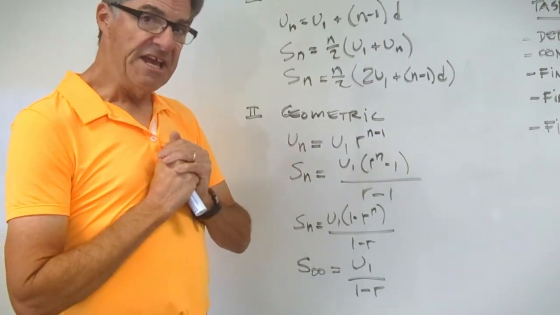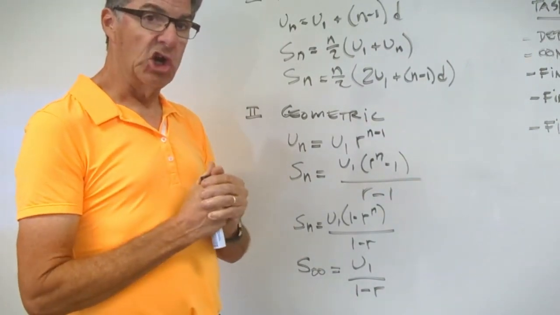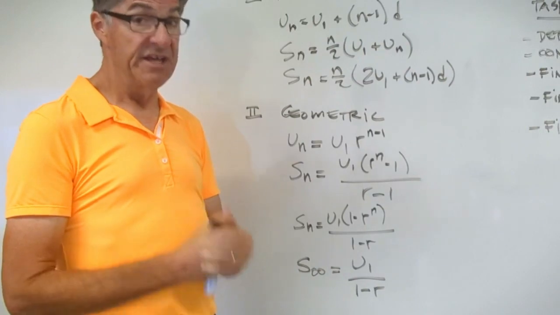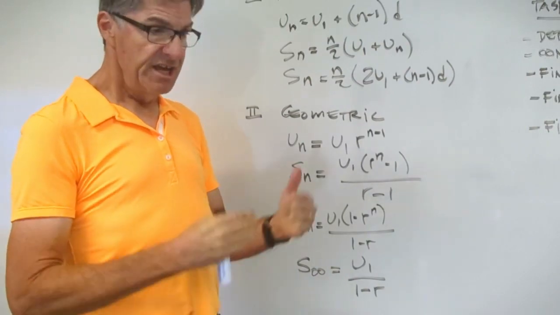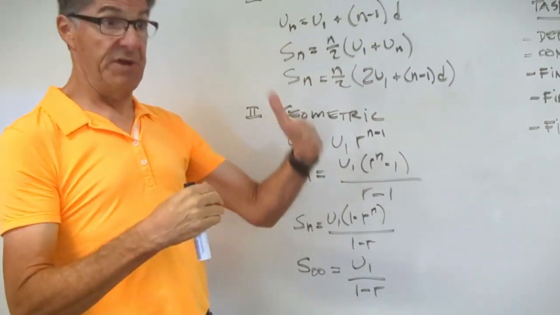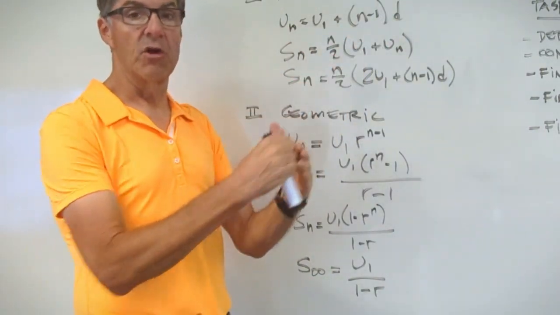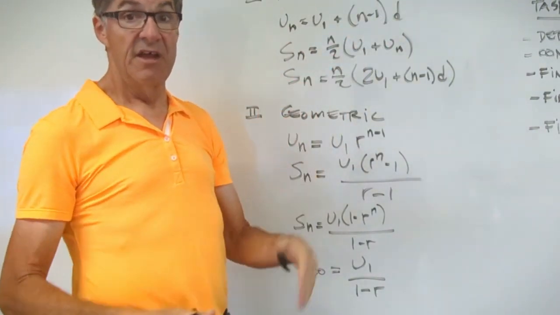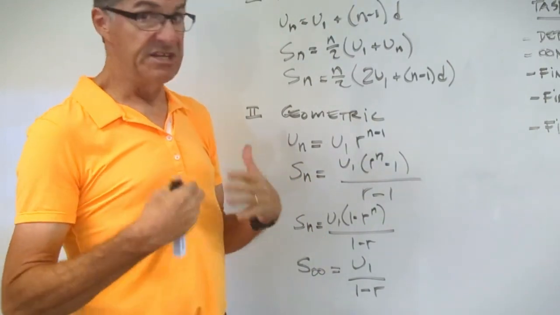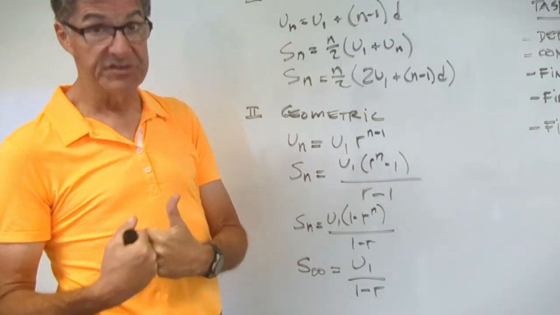Now, an infinite series where the terms keep on growing is considered divergent. Each successive term is bigger and bigger and bigger, and that can be bigger in the positive direction or bigger in the negative direction. That's called divergent. It does not converge towards a number.